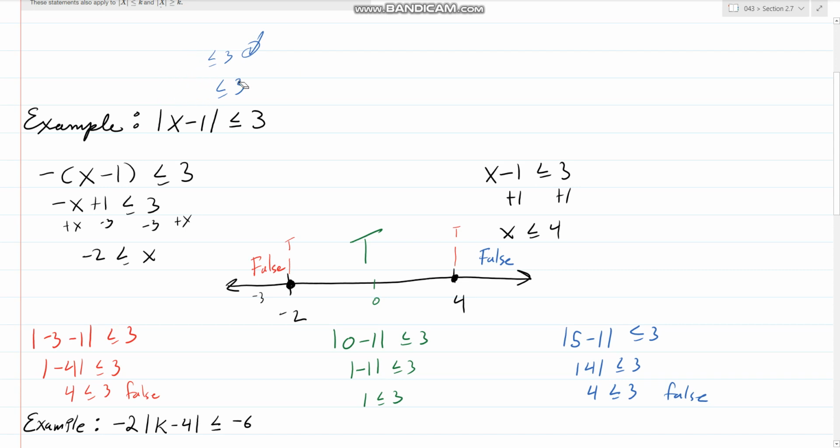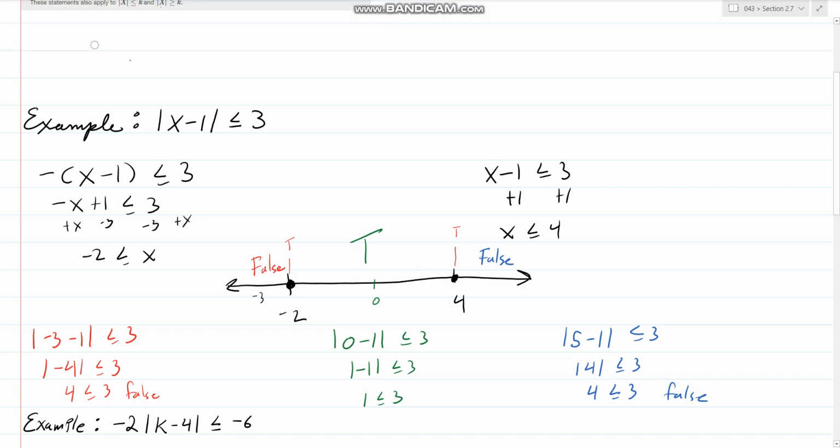All right, so what did we find is true and what did we find is false? We found that this region here is false, then negative 2 to 4 is correct, and after that is false.